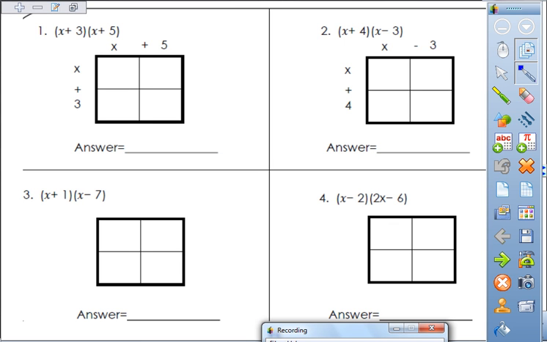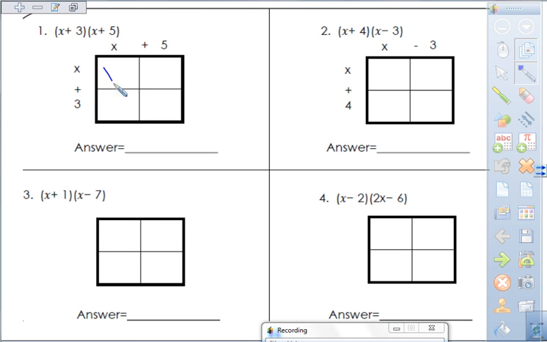Here's a look at some review problems from 8.2. x plus 3 times x plus 5. Here's another way of looking at it. If I did x times x, we think of this as being area, I would get x squared. x times 5, where this is the x and this is the 5, or the other way around, I get 5x. Here's x, here's 3, I get 3x, and 5 times 3, the area of that box would be 15. And now adding them together, I just have to add diagonally.